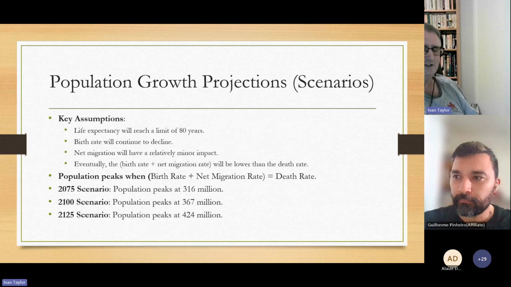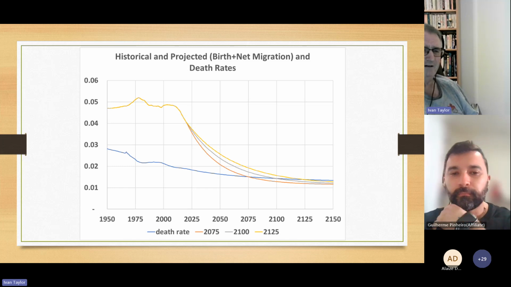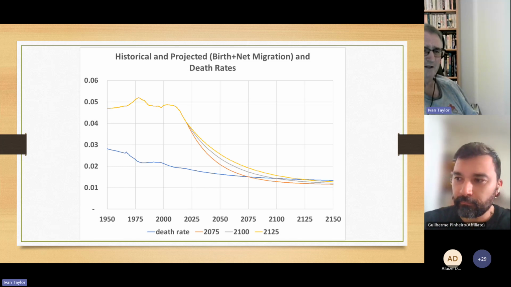And I'll just show you what this looks like. You can see the historical data between 1950 and 2023. And then you see my projections into the future, and you see how the birth rate and the migration rate cross the death rate at 2075, 2100, and 2125.